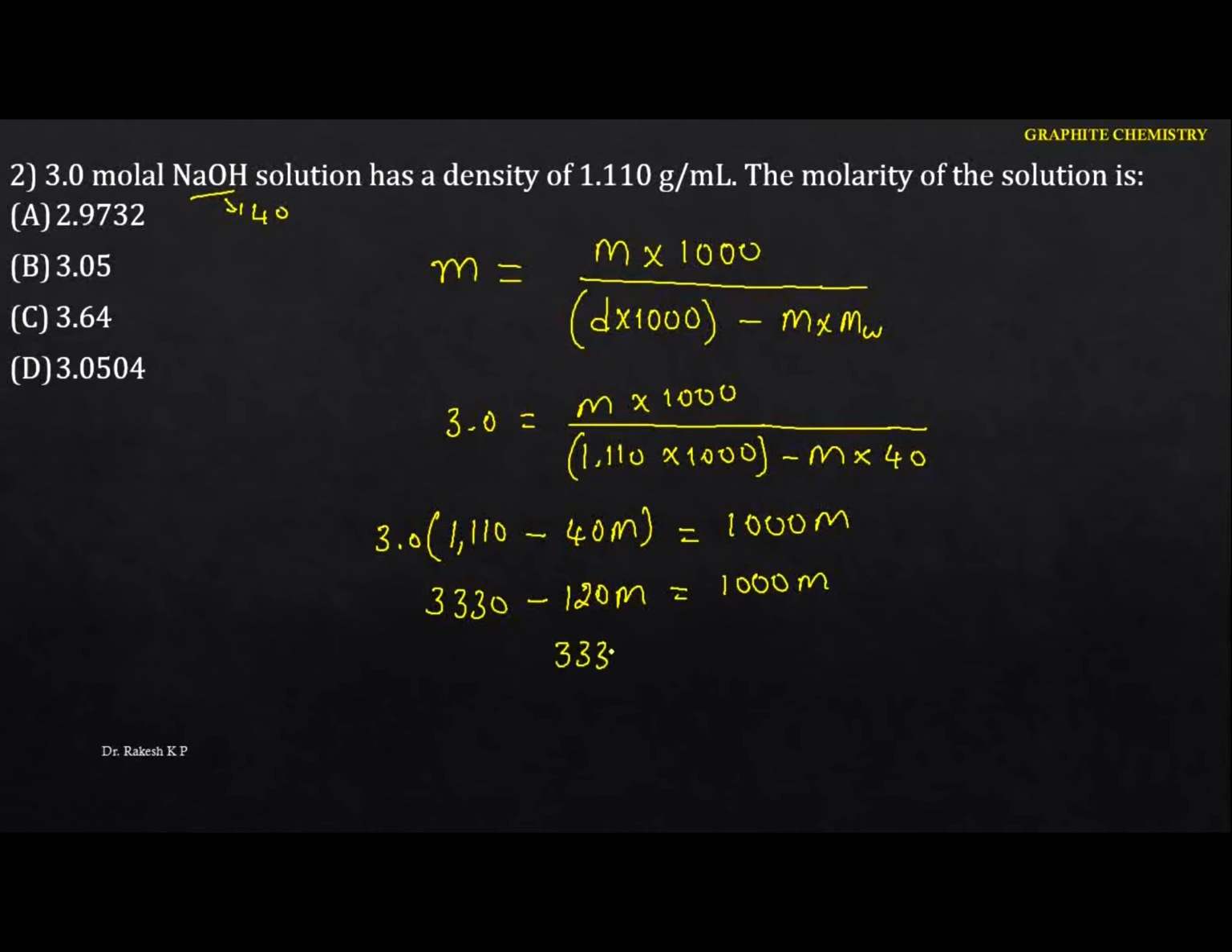So 330 is equal to... when it comes to the right hand side, that becomes plus. Directly I'm going to write the value, that is 1000 to the 120 m. So what will be the m? That is 3330 divided by 1120. Here the value you are going to get is 2.97, 2.9732. This is the molarity. Hence in this case the option is A.